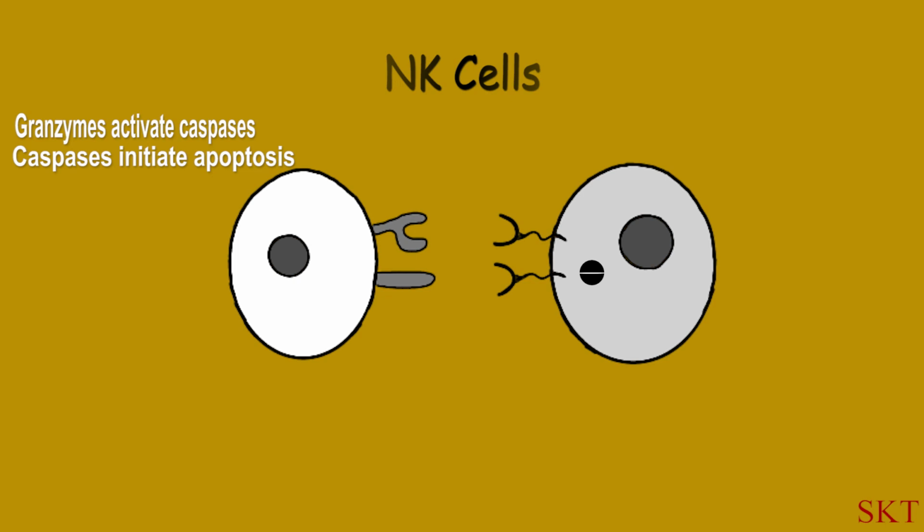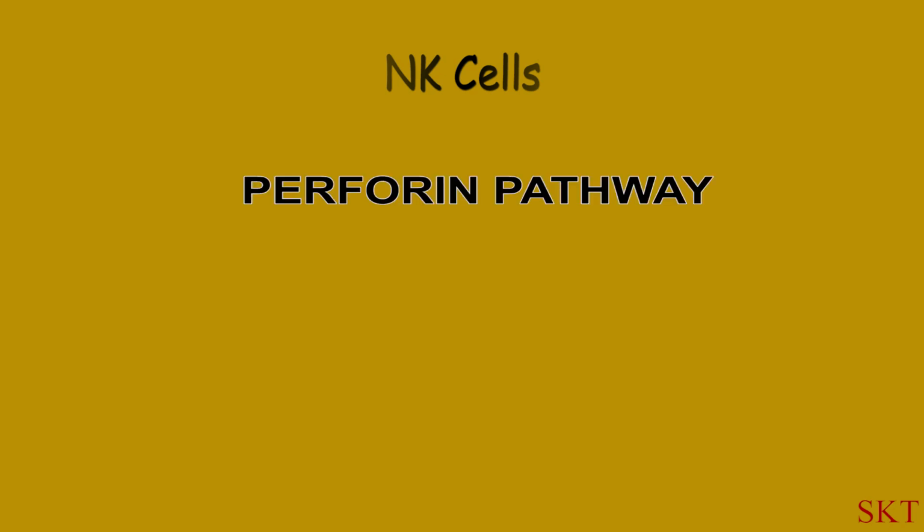So remember this, the NK cells and cytotoxic T cells are similar. They both use the perforin pathway for apoptosis. But the difference is that cytotoxic T cells are specific to certain pathogens, and that's why they come under adaptive immunity, whereas NK cells target a large variety of cells, and that's why they come under innate immunity.